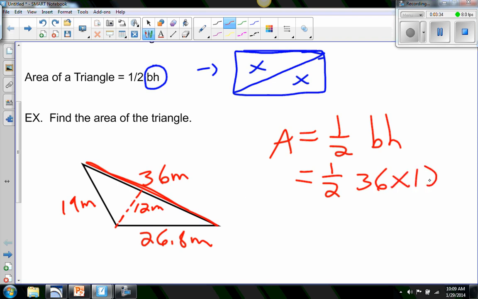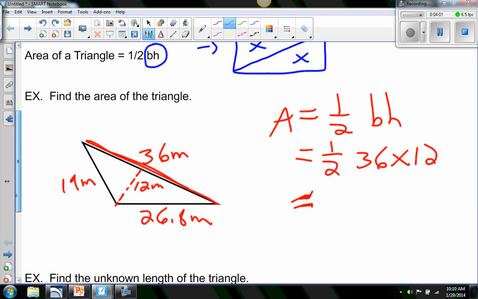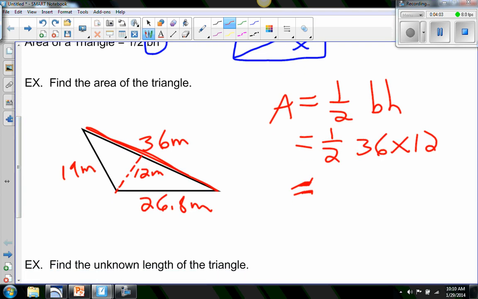So 36 times 12. This 1/2 you can get rid of in a couple different ways. I could do the 1/2 right away. I could take 1/2 of 36 and then multiply that times 12, or I could do the 36 times 12 and then divide it by 2. It just depends which way you want to do it. It doesn't really matter which way. It's just that if you take care of it first, you need to make sure that this number right here is something that can be divided by 2. I'm just going to go ahead and leave the half till the end.